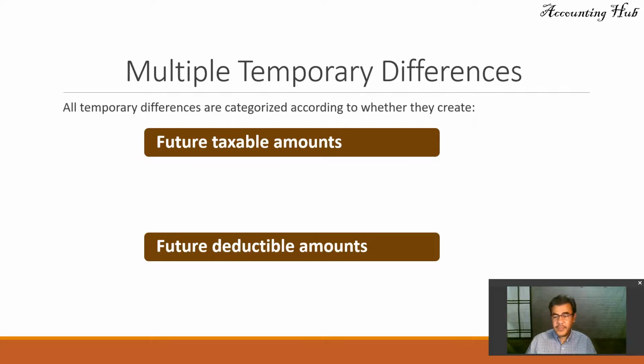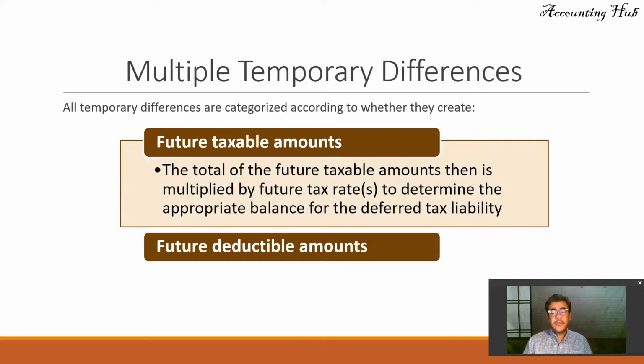And when do we have deferred tax liability? When we have future taxable amounts. The total of the future taxable amount then is multiplied by future tax rate to determine the appropriate balance for the deferred tax liability. So we don't pay tax now, we will pay in the future. So we have deferred tax liability.